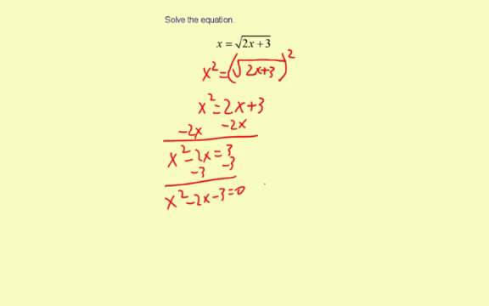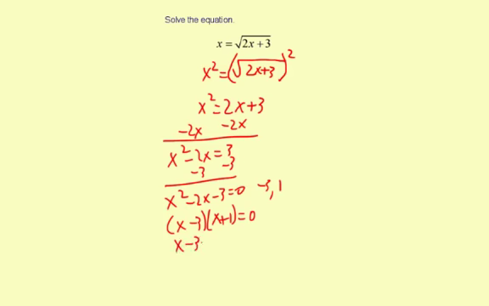So to factor this, we need factors for negative 3 with a middle term of negative 2. Negative 3 and 1, those are the factors that work, because negative 3 times 1 makes negative 3, and negative 3 plus 1 is negative 2. So it's going to be x minus 3, x plus 1 equals 0.